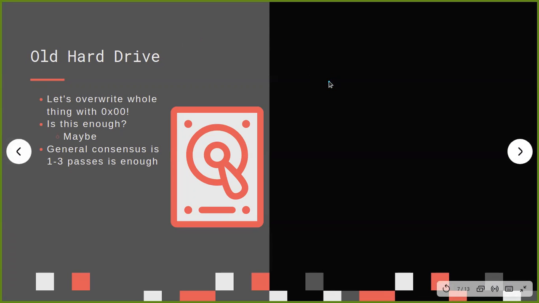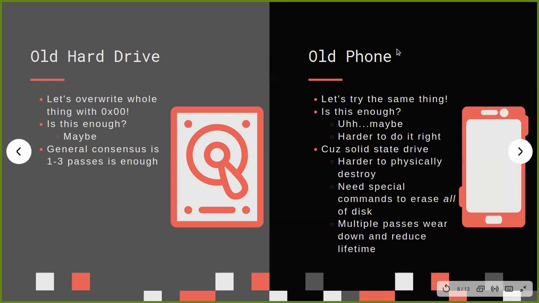So let's try the same thing, but now we want to do it with a phone. And you're like, yeah, I'm just going to sell my old phone, and I want to get rid of my personal data on that before I do that. So I'm just going to do the same thing. I'm just going to overwrite the entire thing with a bunch of any random character. So is this going to be enough? Maybe. It's harder to do it right.